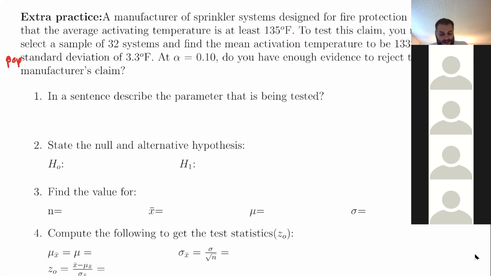All right, so let's go ahead and do this one. It says a manufacturer of sprinkler systems designed for fire protection claims that the average activating temperature is at least 135 degrees Fahrenheit. To test this claim, you randomly select a sample of 32 systems and find the mean activation temperature to be 133 degrees Fahrenheit. Assume a population standard deviation of 3.3 degrees Fahrenheit. At an alpha of 0.010, do we have enough evidence to reject the manufacturer claim?